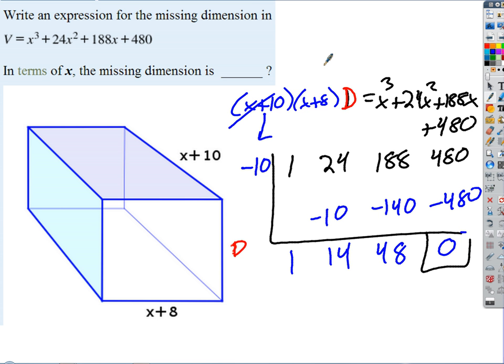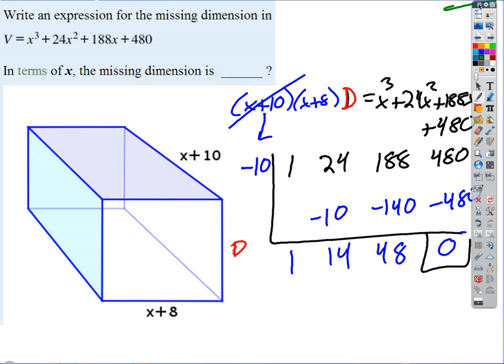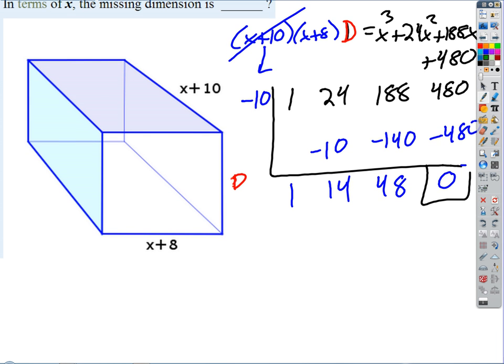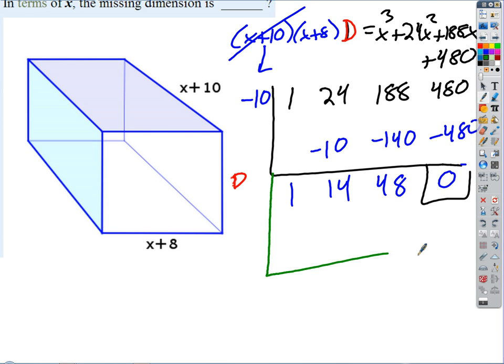Now what? Do it again. Now I want to divide what I was left with by the x plus 8, to get the d by itself. That's all I'm really doing, is getting the d by itself. So I'll just do my little nested synthetic division trick. See where we're going with this? All right. Very good. Test tomorrow.